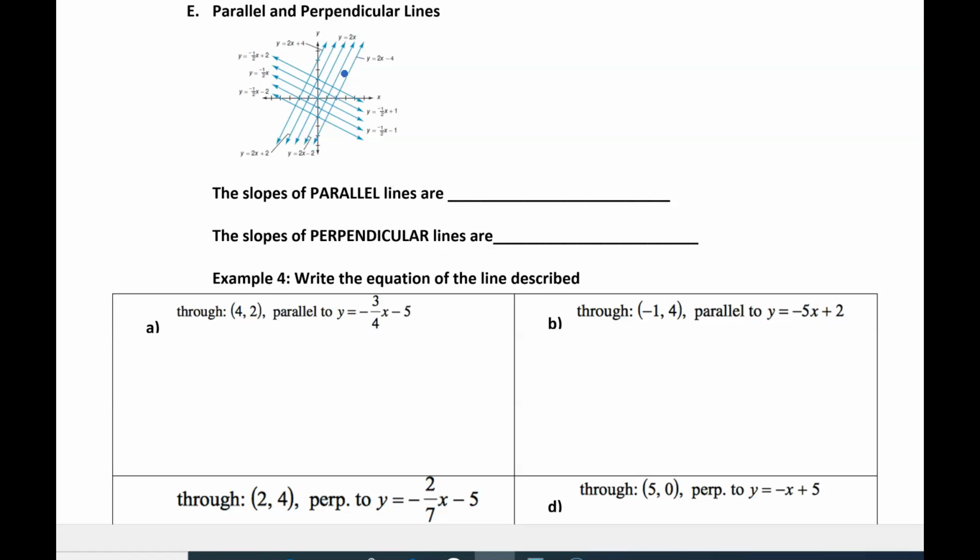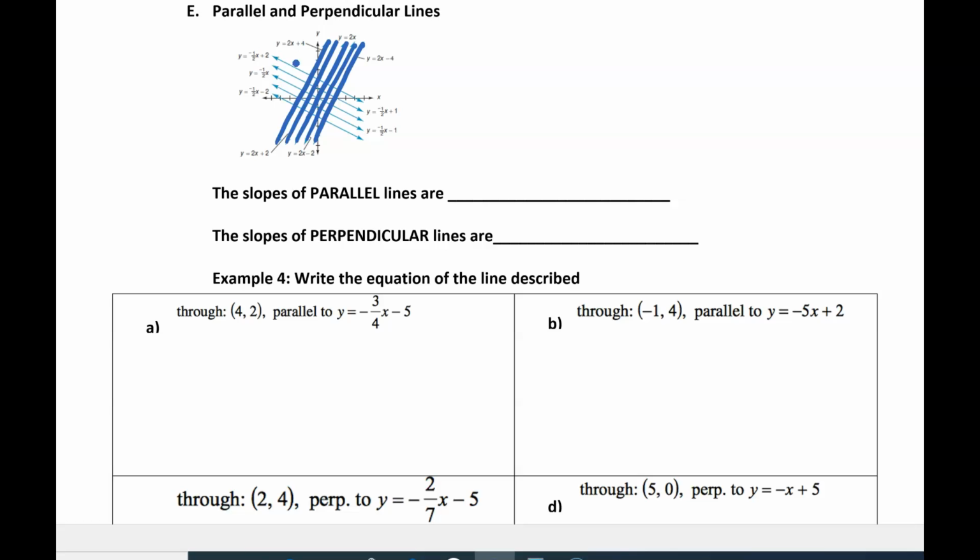Look at these lines that are going in this direction, and look at the equation. This one over here on the right, this line right here, has an equation y equals 2x minus 4. This one right here, y equals 2x minus 2. This one is y equals 2x. y equals 2x plus 2. y equals 2x plus 4. Do you notice something similar with all of those equations?